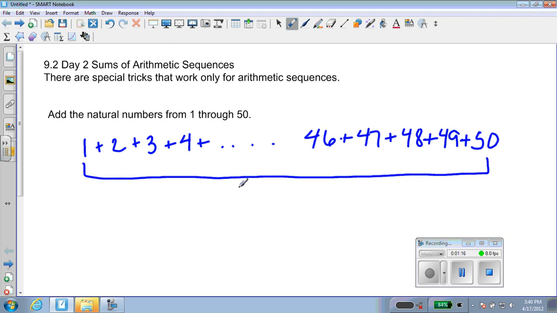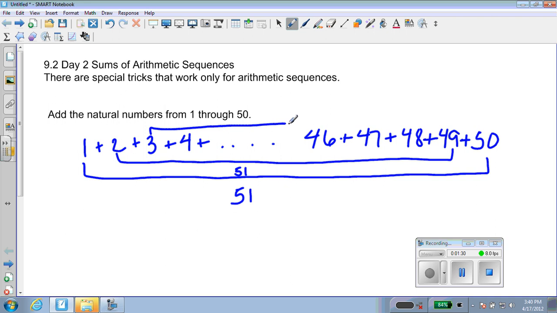1 and 50, we get 51. And if we add 2 and 49, we get 51. And if we add 3 and 48, we get 51. This is going to keep happening because it's an arithmetic sequence. We're adding the same thing to each term. So as this term gains 1, this term actually lost 1. So we're ending up with the same sum.